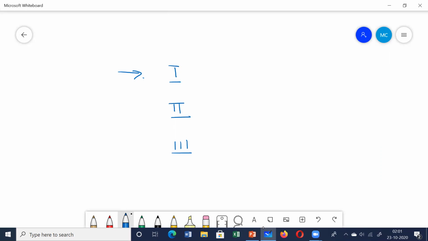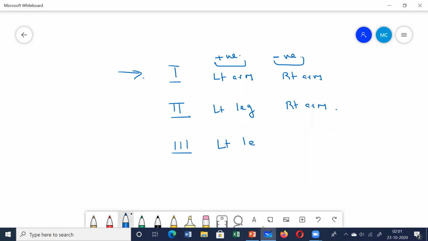These limb leads have a positive electrode and a negative electrode. So remember, for lead 1, the positive electrode is present on the left arm and the negative electrode on the right arm. For lead 2, the positive electrode is present on the left leg and the negative electrode is present on the right arm again. For lead 3, the positive electrode is present on the left leg and the negative electrode is present on the left arm.